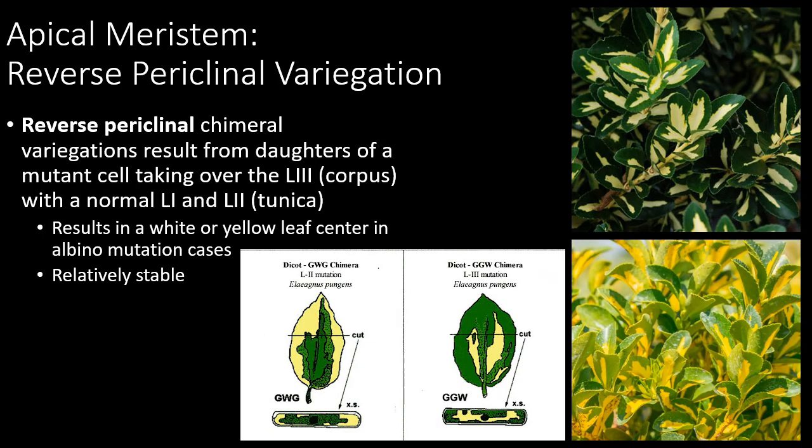A reverse periclinal variegation is when the L3 or the corpus is composed of mutant albino cells, but L1 and L2, the tunica, is composed of normal cells. And when we see a reverse periclinal chimeral variegation, we see the opposite pattern. We see a white or a yellow leaf center with a green edge. And these mutations are also relatively stable, like our periclinal variegation, so they're very common in horticultural plants.